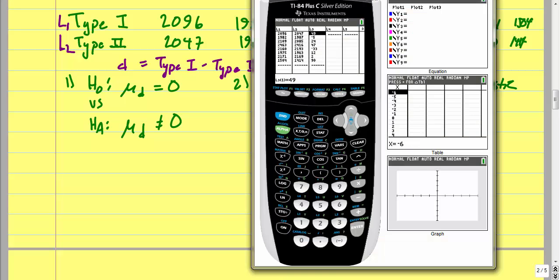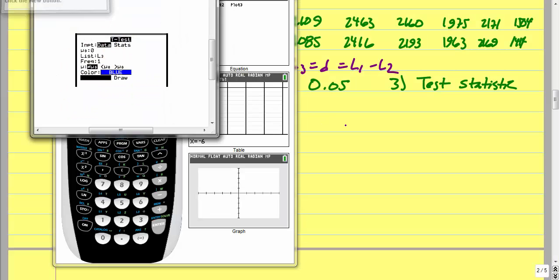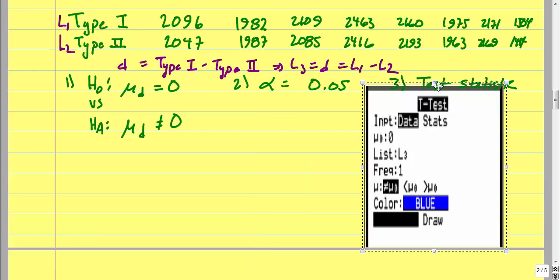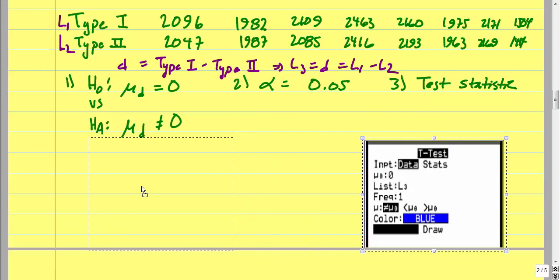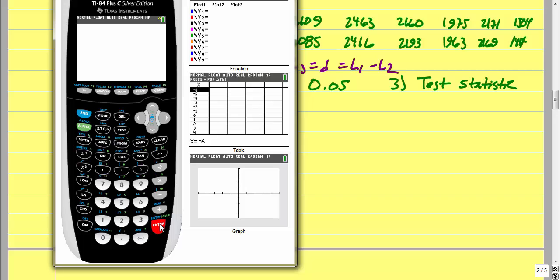So now to find my test statistic, you'll go into Stat, Tests, T-Test. Now in our T-Test, we want to make sure that we're using our data set that is in L3. So this fact that L3 is listed is very important. Now we're at the not equal to case, so I have to make sure that's highlighted, and then we click Calculate. Before I click Calculate, I'm going to do a quick screenshot of this so we have a record of the data that we put in to come up with these values. Okay, and then we'll go back and hit Calculate.